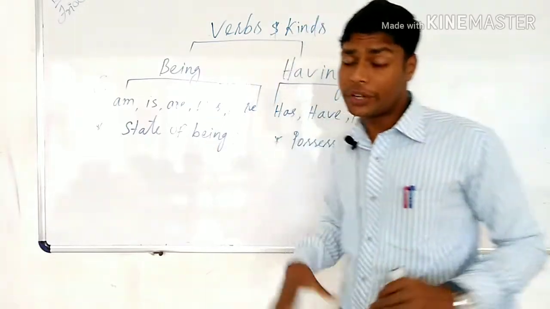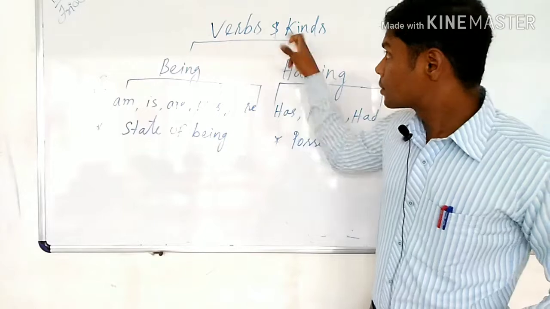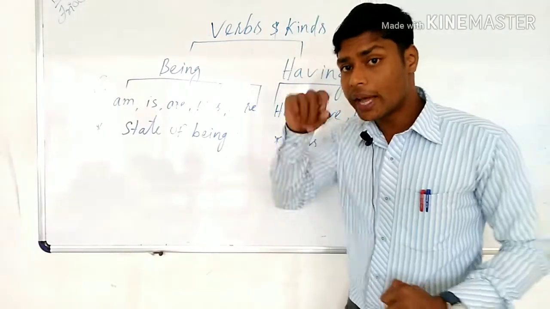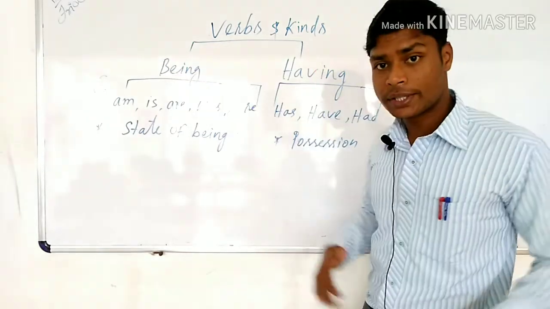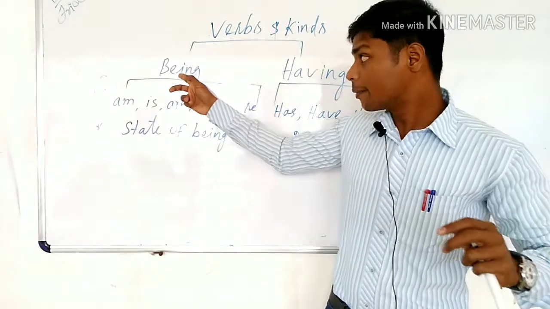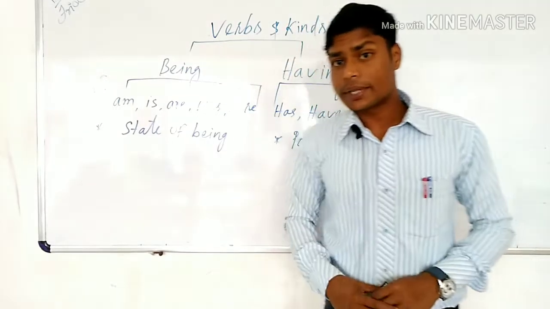So today we have a new topic to discuss. Today's topic is verbs and their kinds. Do you know how many kinds of verbs there are? Yes, there are two kinds of verbs: one is the being verb and the other is the having verb. Before learning about being and having, let us remind ourselves about the verb.